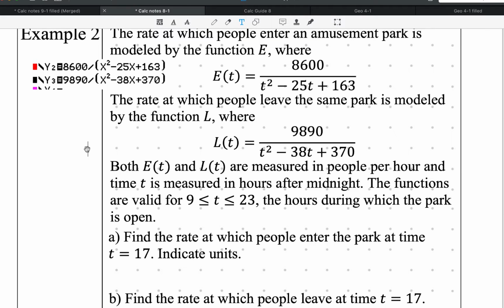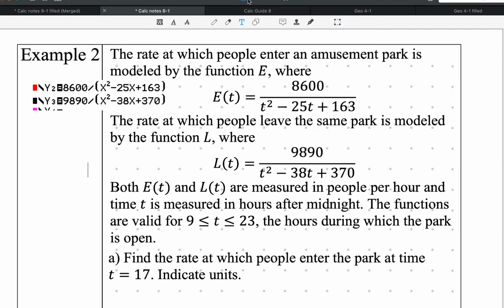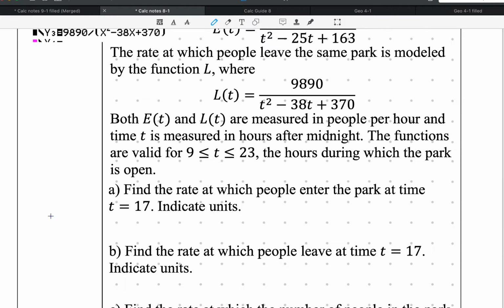Well, careful, because read again what E of t is, and I'll underline the important part. E of 17, that's all it's asking for. And I'll write this in our notes. All it's asking for is E of 17.